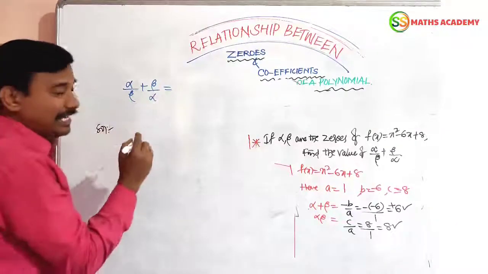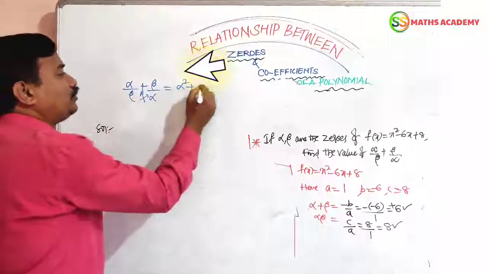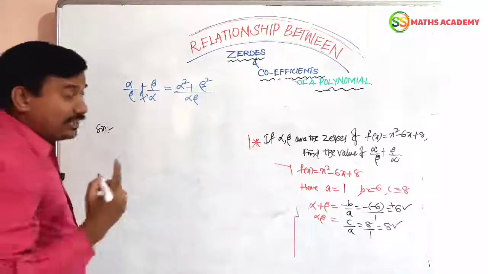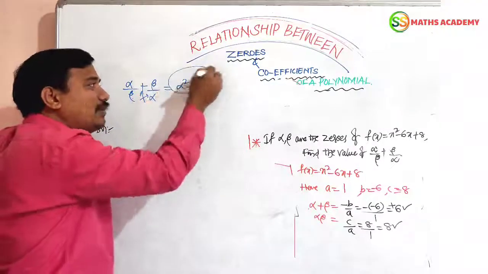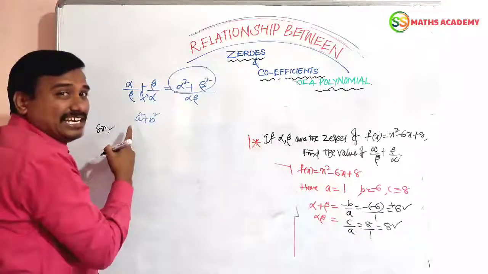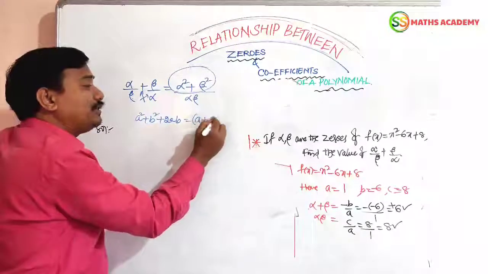I am doing cross multiplication. Alpha into alpha, alpha square. Beta into beta, beta square. Alpha into beta, alpha beta. Dear friends, this is nothing but a square plus b square plus 2ab, that is nothing but a plus b whole square.